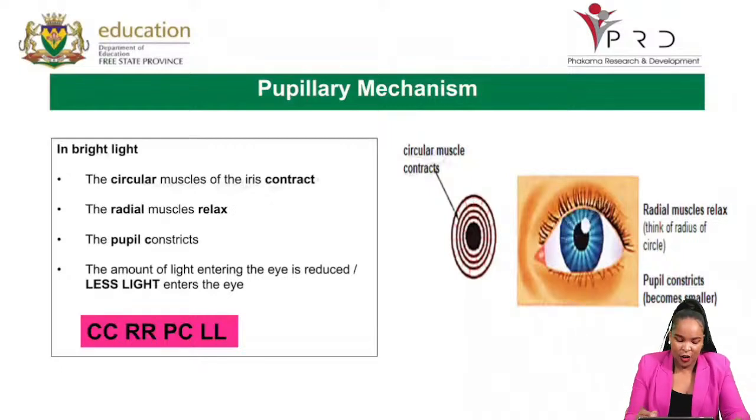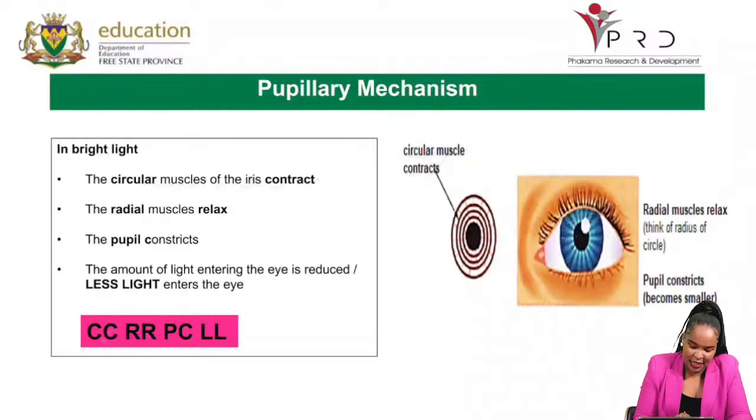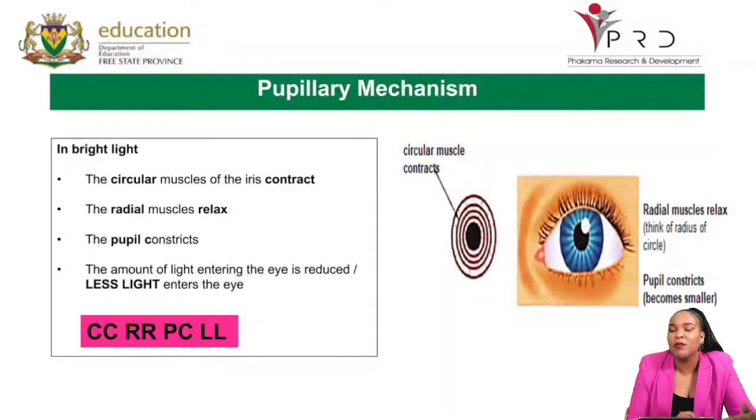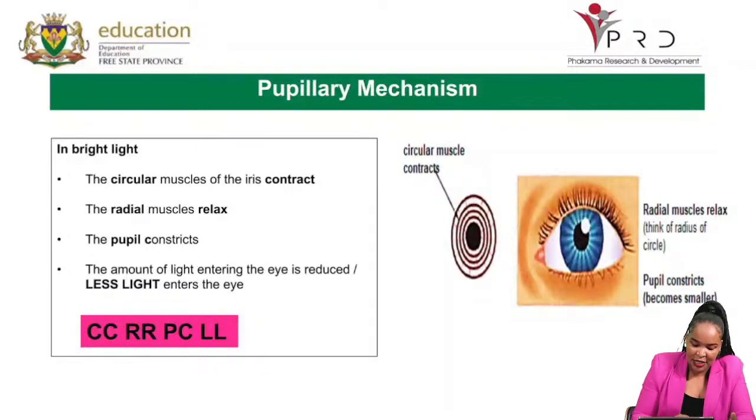If you forget, take a look at this pink part here at the bottom. The first one says CC. What is CC? Circular muscles contract. So this is how you are going to remember it. You remember the process. Circular muscles are going to contract. That is the first thing that is happening.